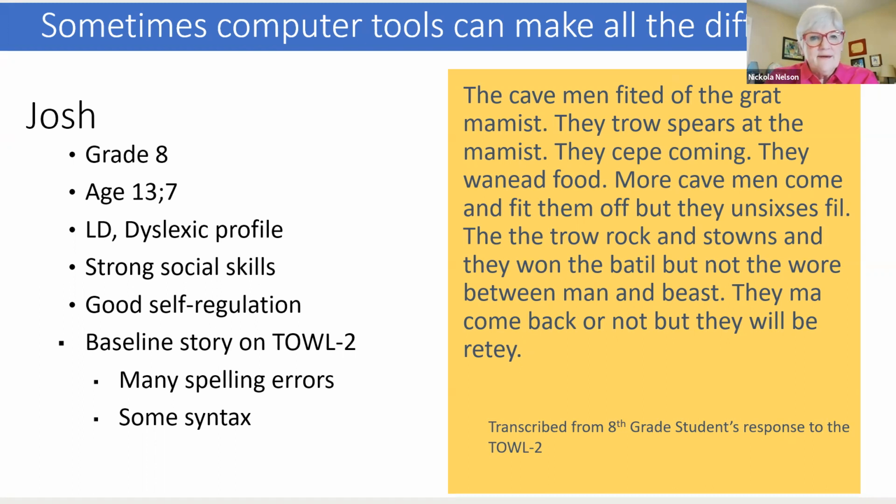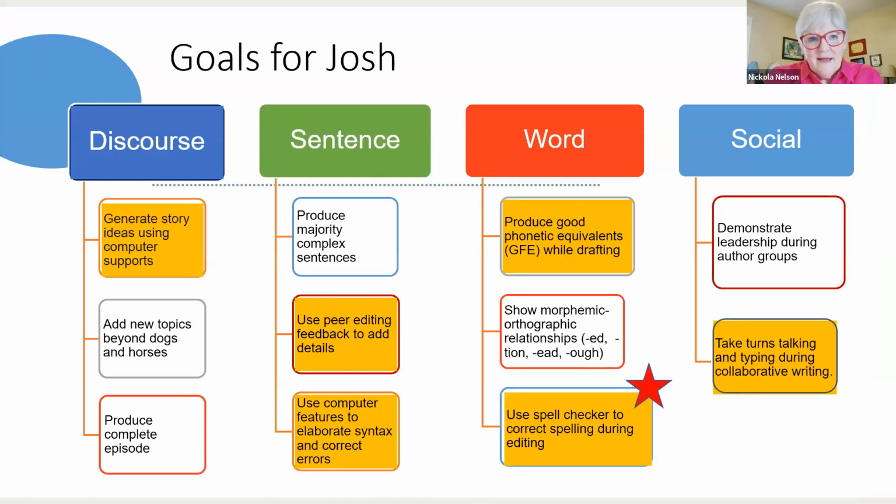So even word boundaries, all these subword skills were very difficult for him. "Then they throw rocks and stones, and they won the battle, but not the war between man and beast." So really a nice literary sentence. "They may come back or not, but they will be ready." So you can see he's got some discourse and sentence level skills that are just obscured by his really abominable lack of word level skills.